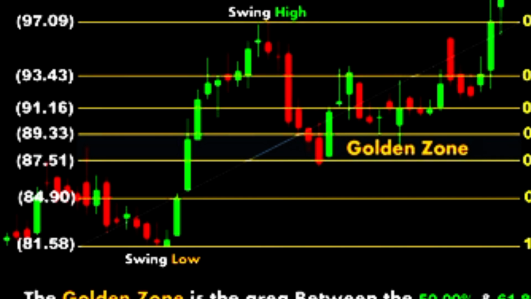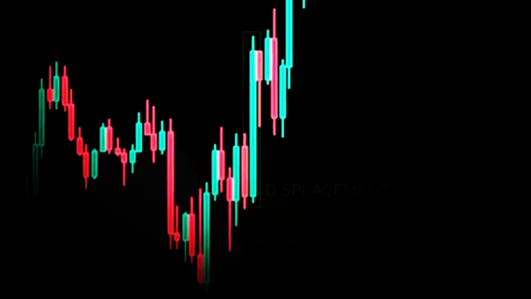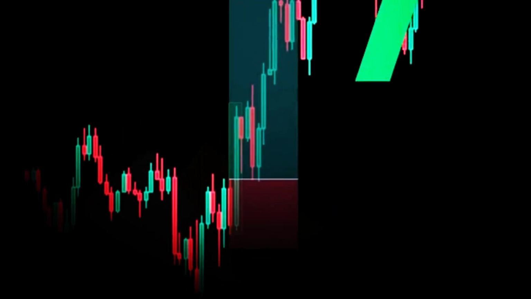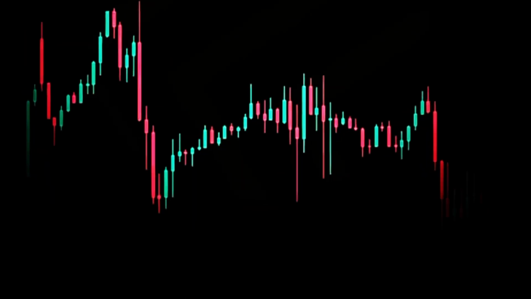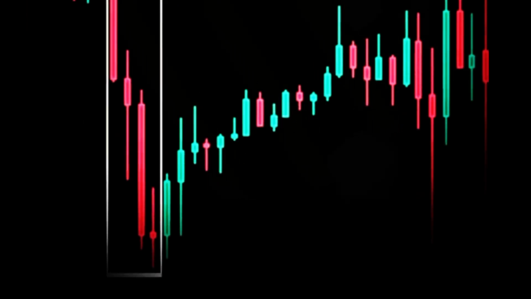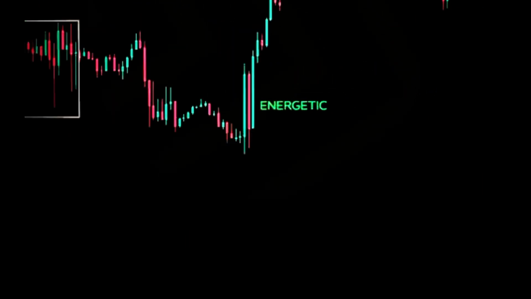Let's as well understand displacement. Displacement, in short, is a very powerful move in price action resulting in strong selling or buying pressure. Generally speaking, displacement will appear as a single or a group of candles that are all positioned in the same direction. These candles typically have large real bodies and very short wicks, suggesting very little disagreement between buyers and sellers.